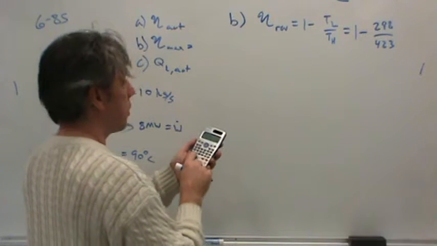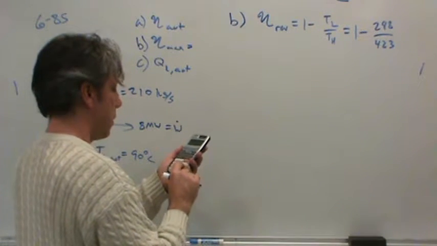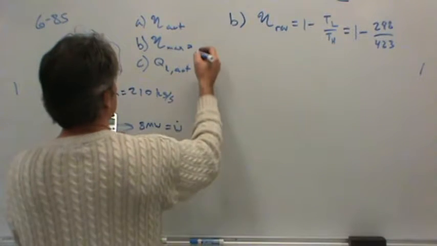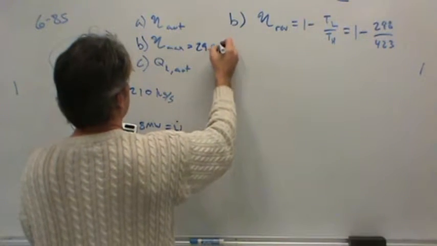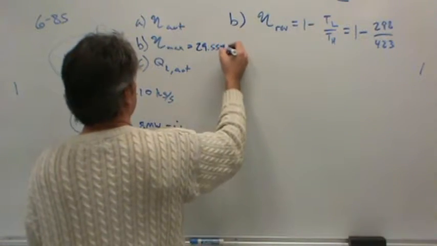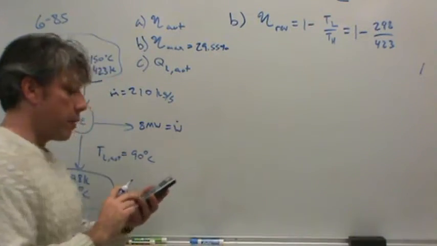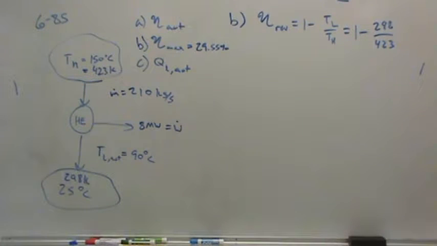When you plug that into your calculator, you find the maximum efficiency is 29.55%, or so. I rounded it off a bit. So there's the best we could ever hope for any power plant to accomplish.